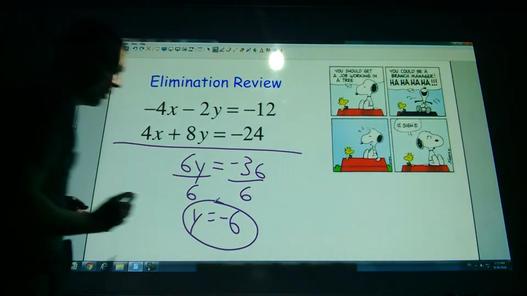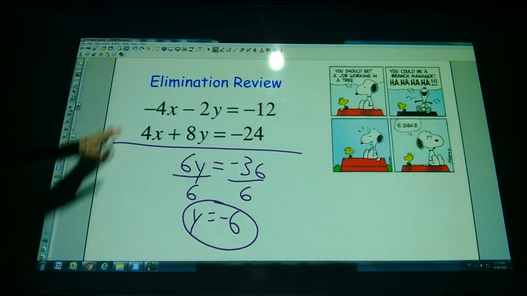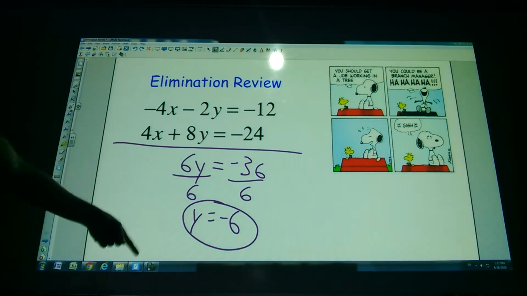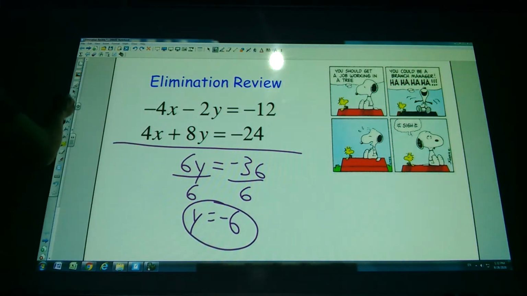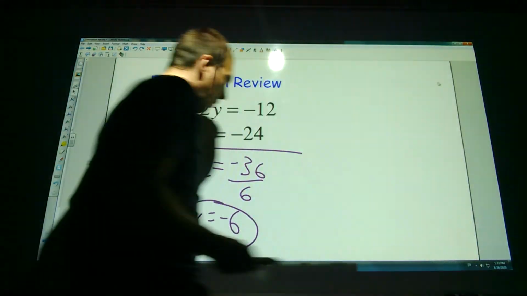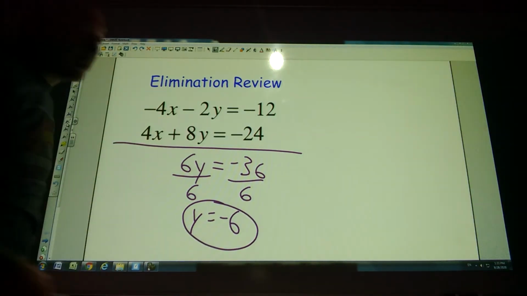Now I see a lot of people on a test that stop right there and say, I'm done. No, we need to solve for x and we need to solve for y. So we solve for y, we also need to solve for x. What equation are we going to plug y back into? It doesn't matter. You can choose the top one, you can use the bottom one, it doesn't matter. You need to plug y back in. So let's get rid of this fantastic comic. We're going to plug in negative 6 for y. I'm going to do it into the top one just because.